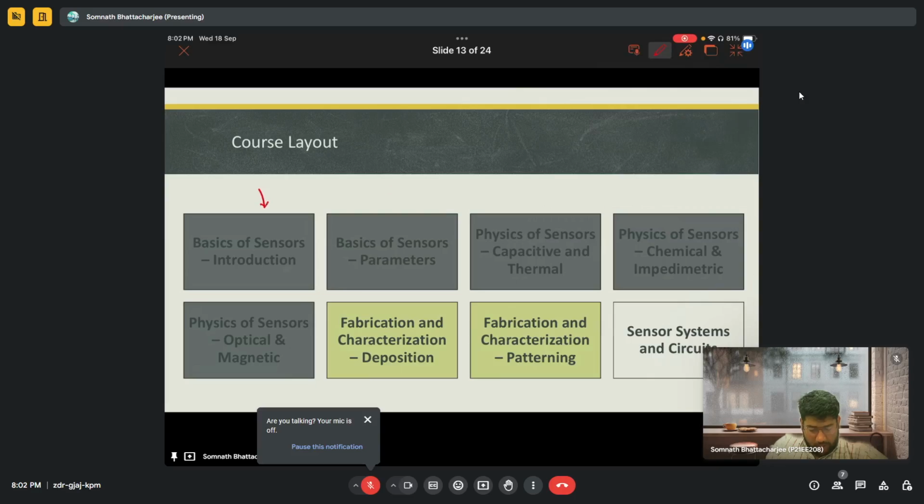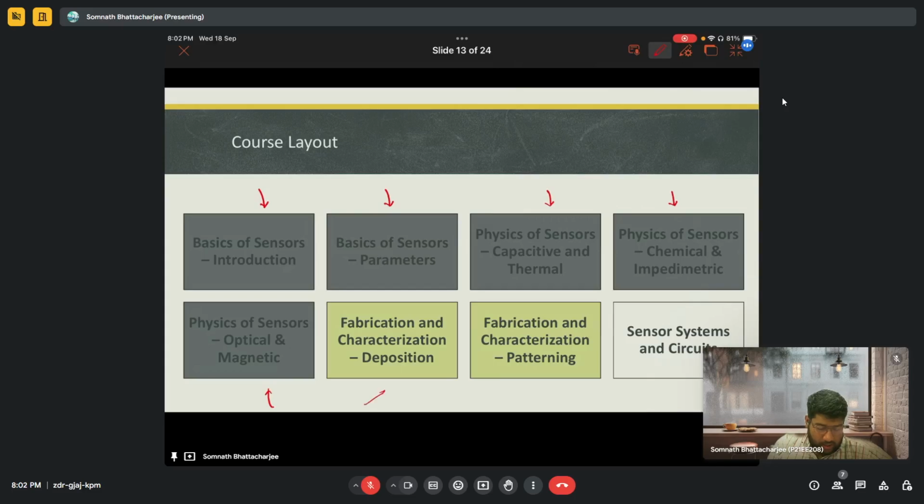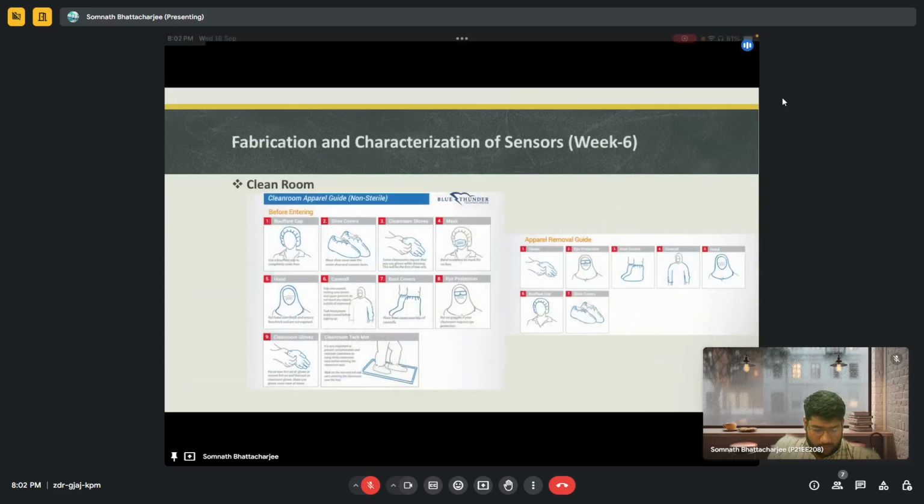So we have learned about the basics of sensors. Then we have learned which kind of sensor we need to use, and how the sensors are working. Finally, we need to learn how to fabricate these sensors, right? How to create these sensors, how to pattern these sensors, how to deposit material or a specific pattern on top of a sensor and these kind of things. So we'll move deeper inside this.